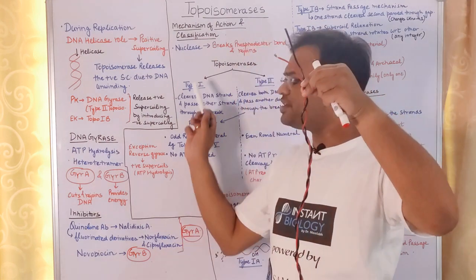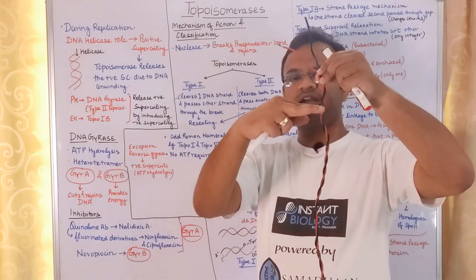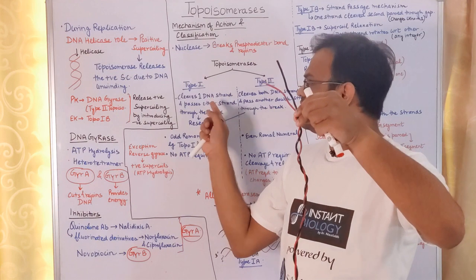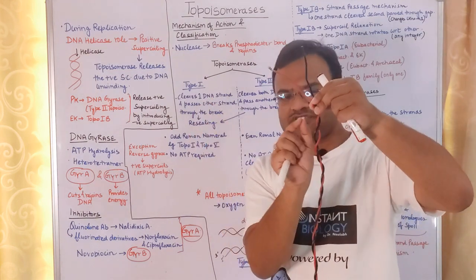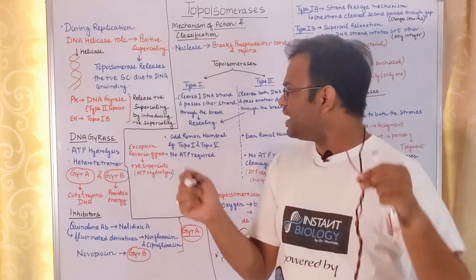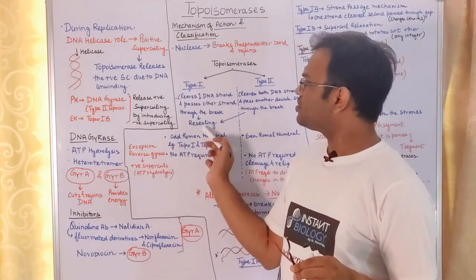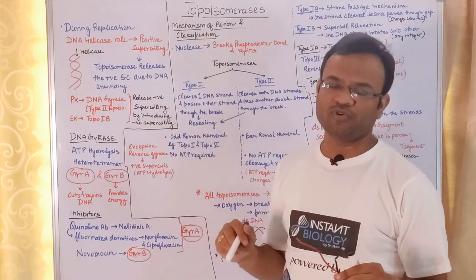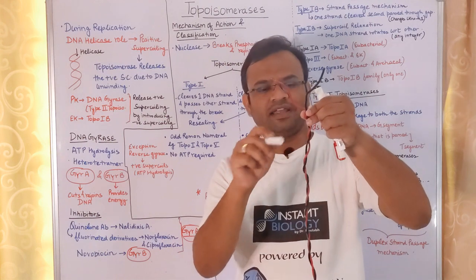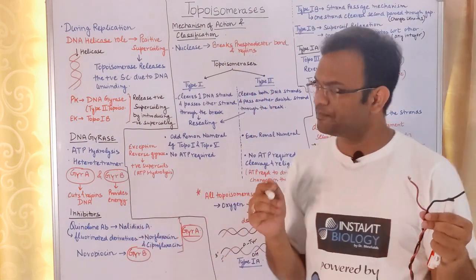So in the case of topoisomerase type 1, one strand will be cut. So a cut will be produced like this. This strand will be cut and the other strand will be passed through the break. So this red one will be passed through the break and then it will be resealed. This is the concept of type 1 topoisomerase. Now again you would have an idea of why this is done. This is again done to relieve the supercoiling.